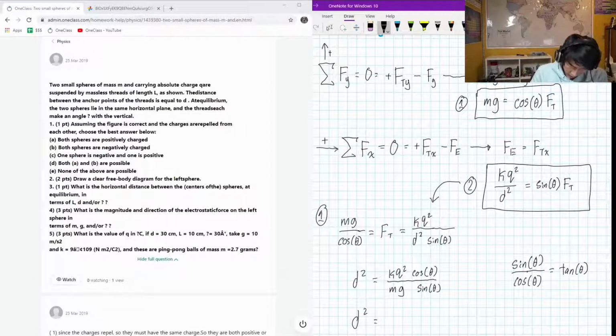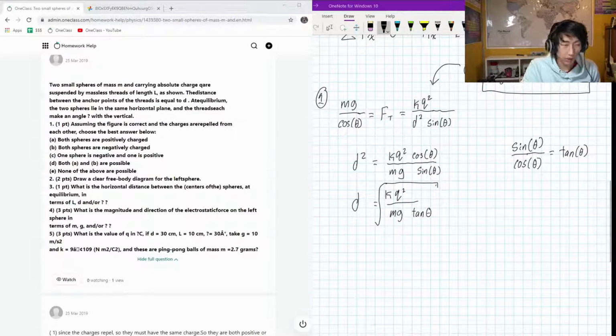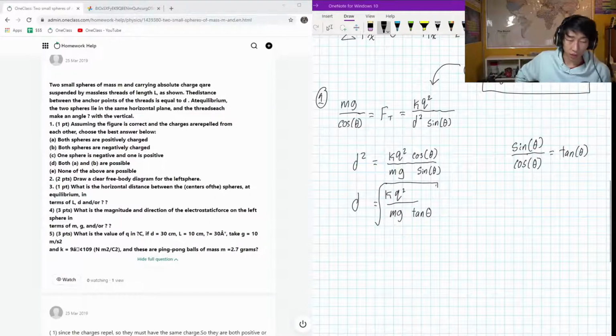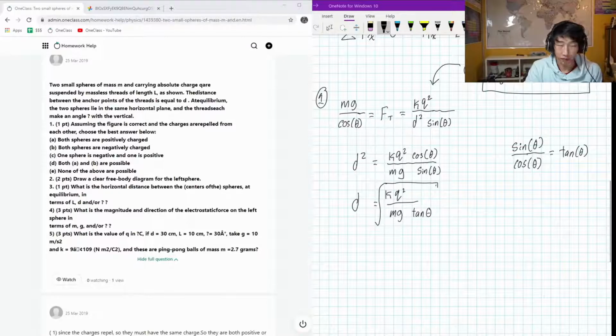So D squared is equal to, actually let's get rid of that squared and put everything on the right side under a root. So we have KQ squared over mg tan theta. Okay, so given this expression, this is a pretty good way for us to solve for D, the separation distance between the two spheres.